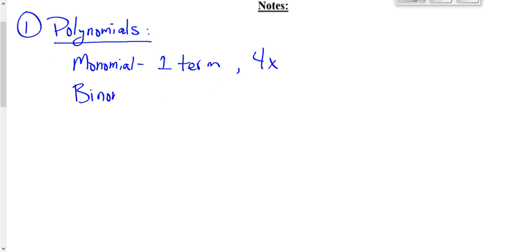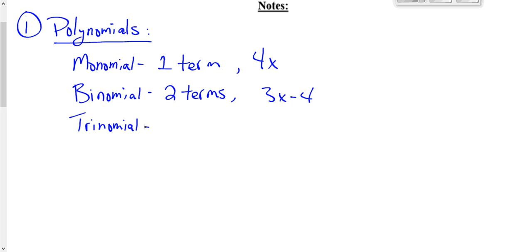Binomial. That's two terms. That might be 3x minus 4. Two terms. And trinomial would be three terms. So like 2x squared minus 7x plus 9. Three terms.